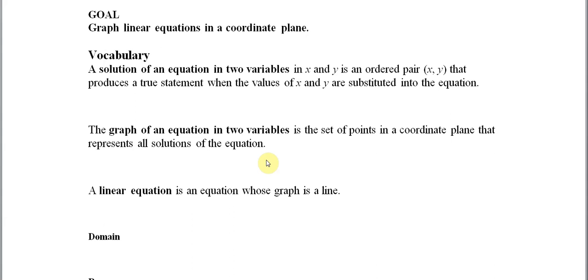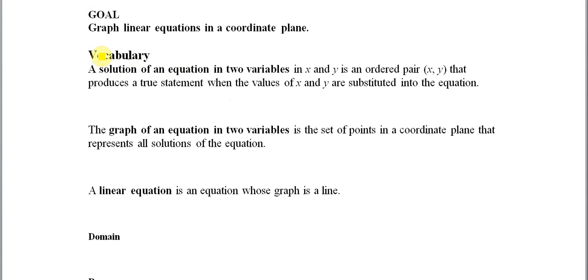In this video, our goal is to graph linear equations in a coordinate plane. And let's start off with some vocabulary. So a solution of an equation in two variables, x and y, is an ordered pair that produces a true statement. Okay? So let's highlight a few things here, and then we will get to some examples and I will reference this.